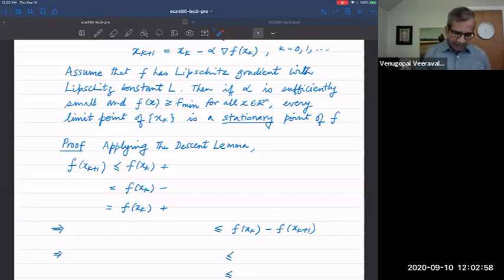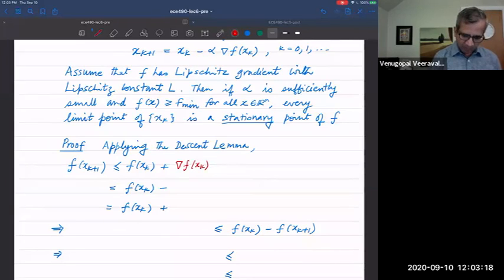Okay, so let's apply the descent lemma, because that's why we proved it, right? Applying the descent lemma, I can relate f(x_k) and f(x_{k+1}). The descent lemma says that this is less than the first order Taylor expansion at x_k, which would be gradient f(x_k) transpose (x_{k+1} minus x_k), plus half L times the norm of x_{k+1} minus x_k squared.